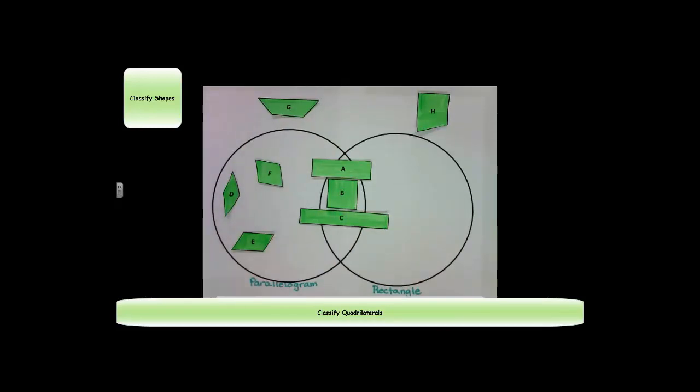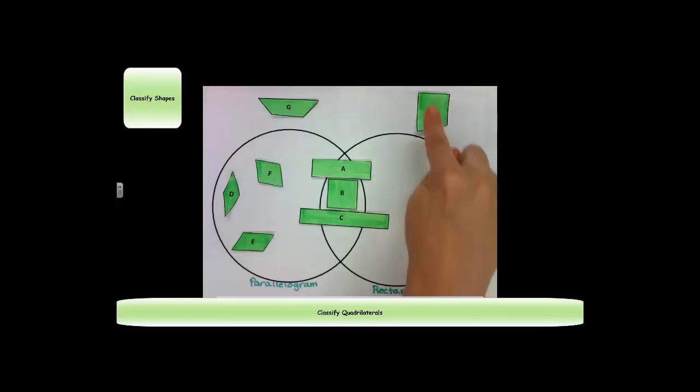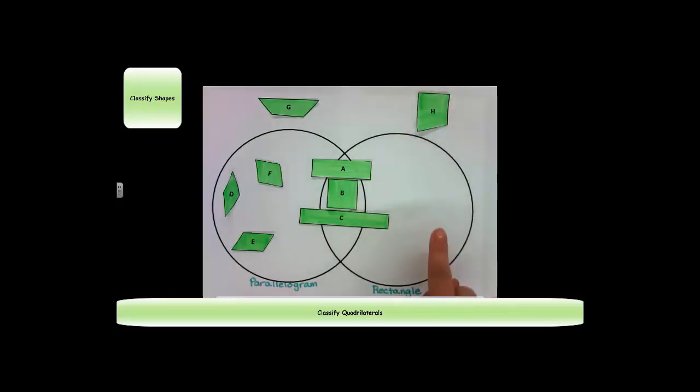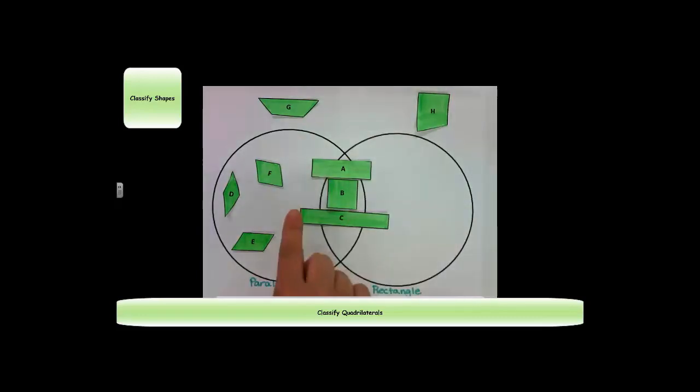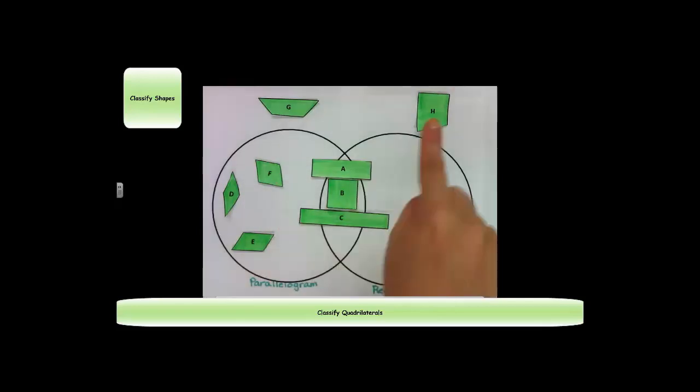Letter H has 2 right angles at the very top, but since it does not have 4 right angles, we're not going to place it in our rectangle category. It is not a rectangle. Letter H only has 1 pair of opposite sides that are parallel, so it is also not a parallelogram. We're going to leave letter H outside of the Venn diagram. It does not fit in either category.